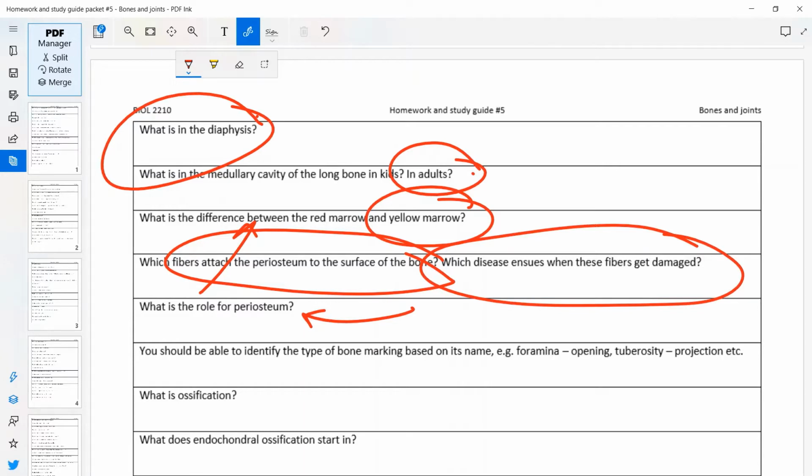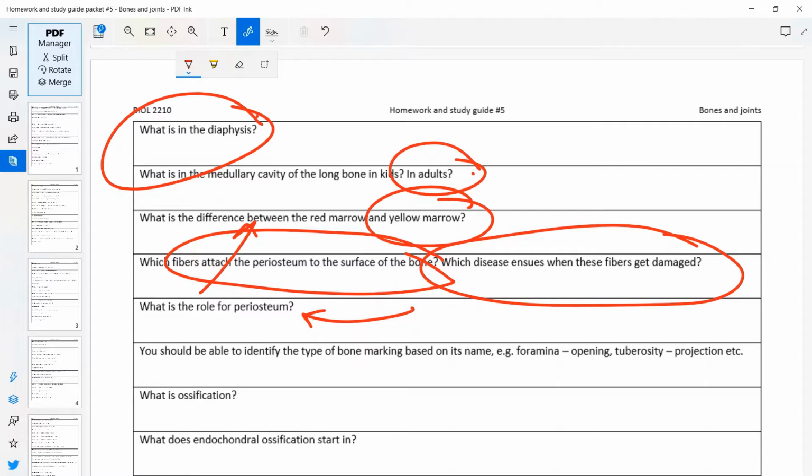Types of bone markings. So what you need to know here: if I tell you tuberosity, you tell me projection. If I tell you foramen, you tell me opening. If I tell you fossa, you tell me depression. Also, you have to know what they do. Like foramen and canal and fissure will be passage.